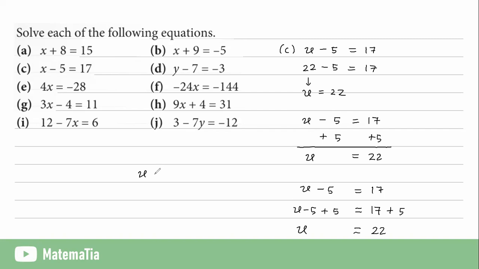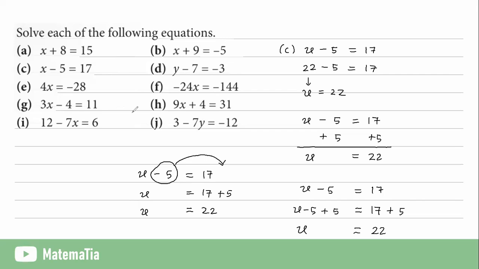And then the fourth method is this one. Okay, we have to get rid of negative 5 here by changing this number to the right-hand side of the equation by changing the sign, of course, because this one is subtraction, so it will be addition. So x is equal to 17 and then plus 5. So x is equal to 22. Okay, so that's how to find the solution of question C.